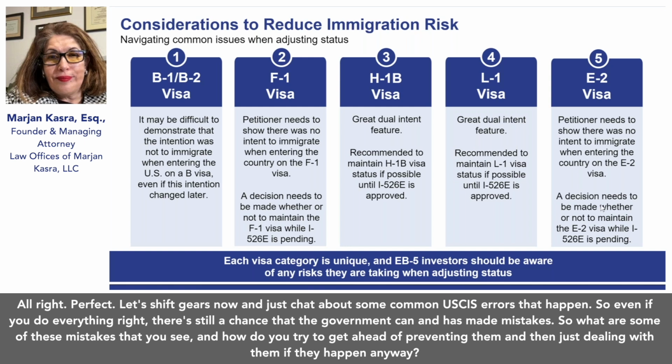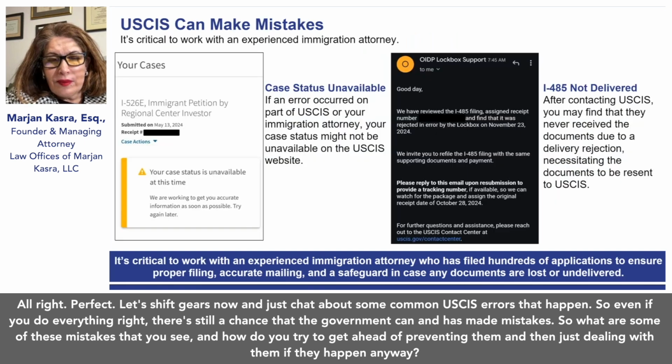All right, perfect. Let's shift gears now and chat about some common USCIS errors that happen. Even if you do everything right, there's still a chance that the government can and has made mistakes. So what are some of these mistakes that you see, and how do you try to get ahead of preventing them, and then deal with them if they happen anyway?